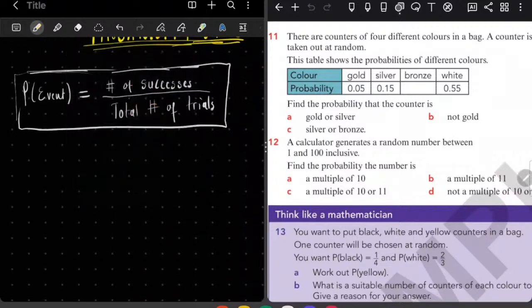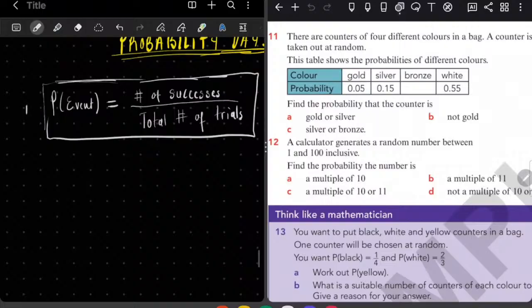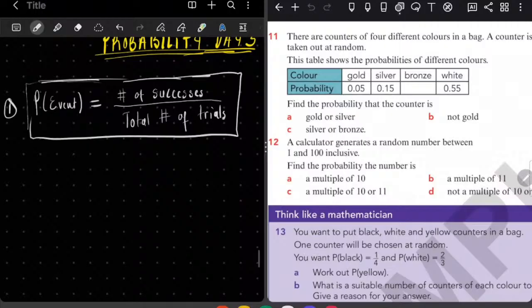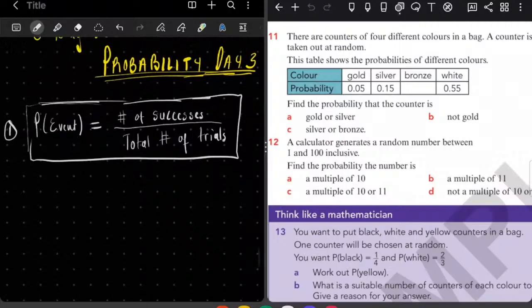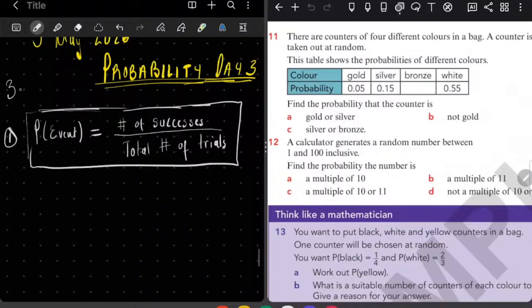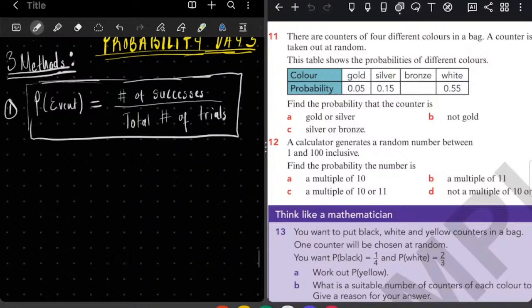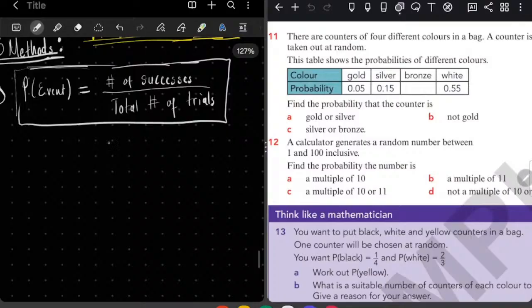Now, remember, you have 3 methods to do probability. Can you all hear me nicely? Remember, I need you to remember the rules that we use when we solve everything. There are 3 methods that we have of solving probability questions. Here is the first one.